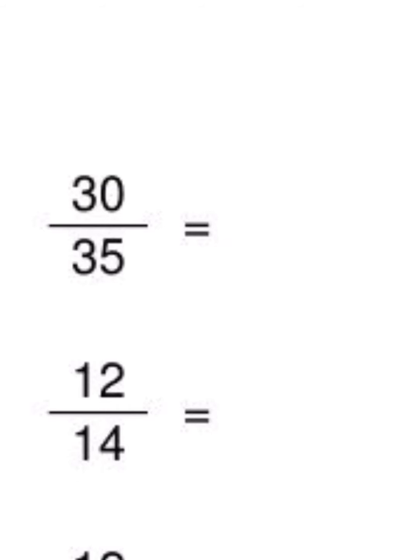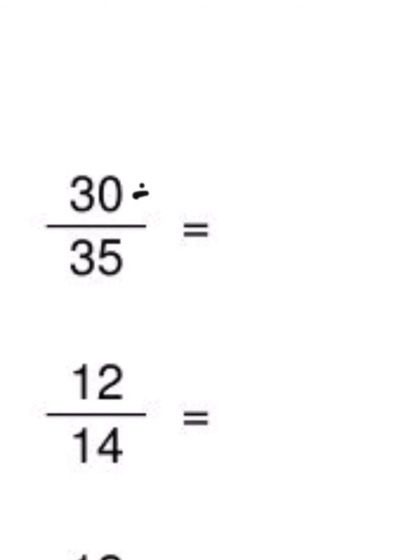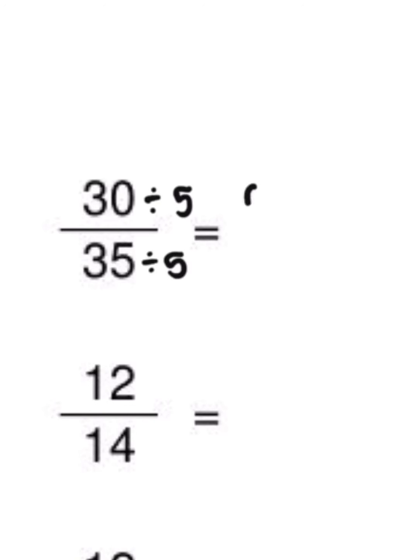Now the next question is asking you to find the simplified form of 30 over 35. And like the question before, both of these numbers are divisible by 5. And 30 divided by 5 equals 6. And 35 divided by 5 is 7. So the answer would be 6 over 7.